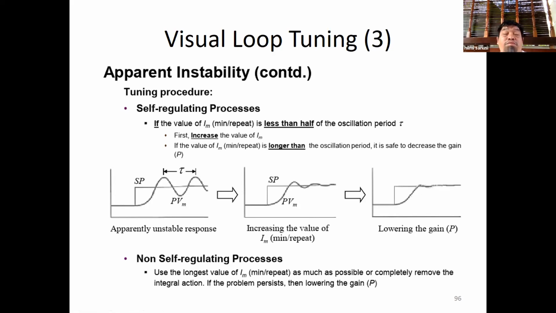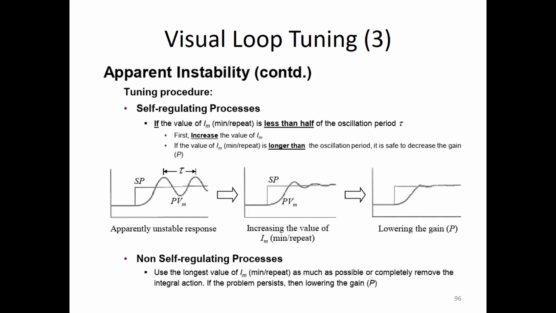For non-self-regulating process, you use the longest value of I as much as possible, or completely remove the integral action. So you set this thing to be infinite, so dia tak ada kesan. If the problem persists, then you lower your gain P. So this is the one yang kita selalu pakai, sebab kadang-kadang to get mathematical model susah. So kita tune based on this visual.